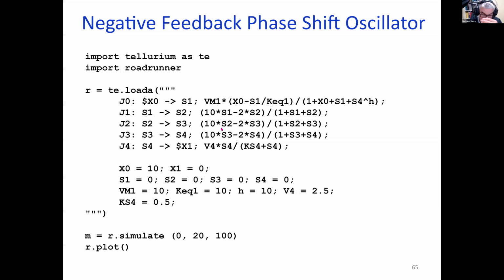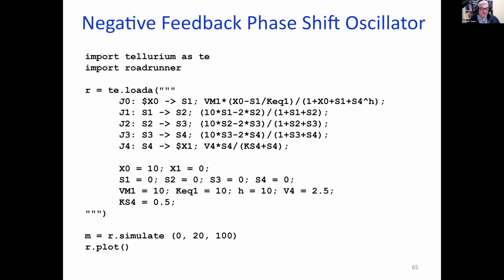So as I said, it's called a negative feedback oscillator or a phase shift oscillator. And the reason it's called a phase shift oscillator is because not only do you need a strong negative feedback, but you also need delays. And the delays can be quantified in terms of how much they phase shift any perturbation that travels through the system. And as long as the phase shift is high enough, you will get oscillations.